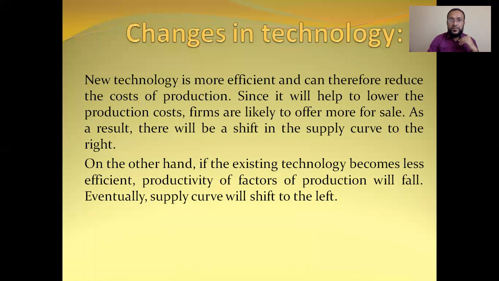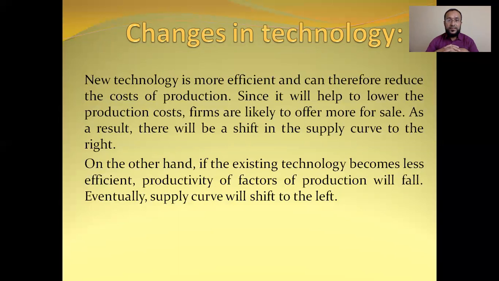Now, let us come to the next factor: changes in technology. All right. Technology also has a direct impact on quantity supplied, and it also affects the supply curve directly, because new technology is more efficient and can therefore reduce the cost of production. Since it will help to lower the production cost, firms are likely to offer more for sale. As a result, there will be a shift in the supply curve to the right.